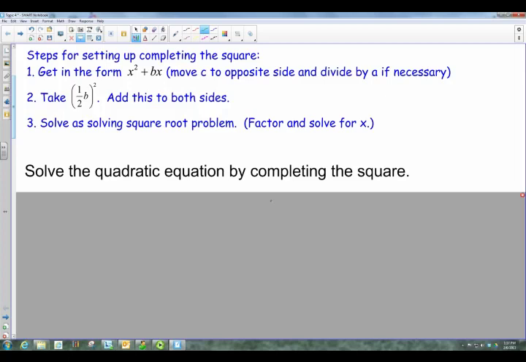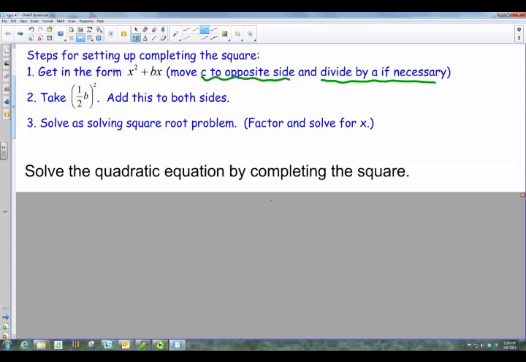First step is you get it in the form x squared plus bx. Now the way to do that is you move the c to the opposite side. Okay, so it's going to be either added or subtracted to move over, and then you're going to divide by your a value if necessary, and it will be necessary anytime that a is not 1.